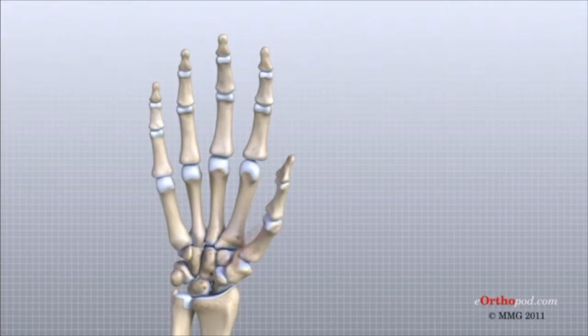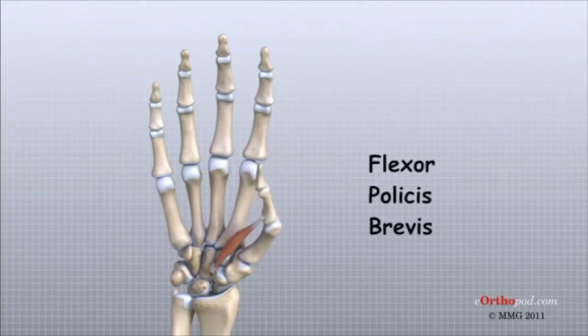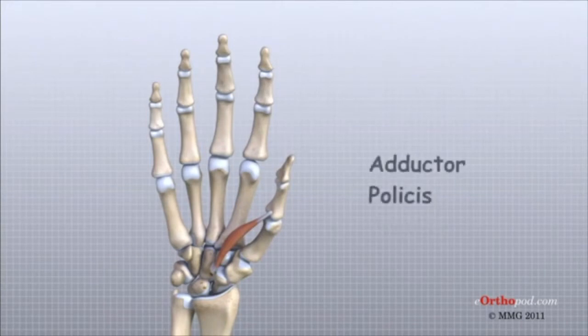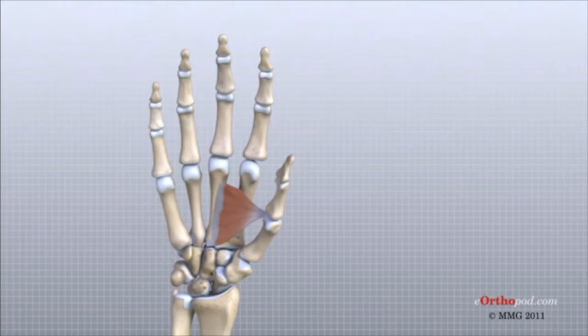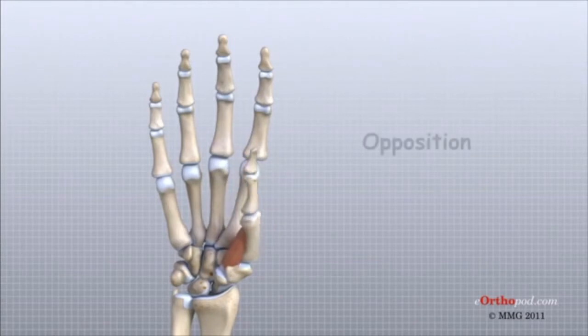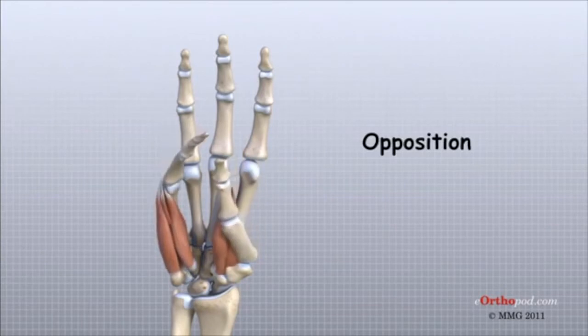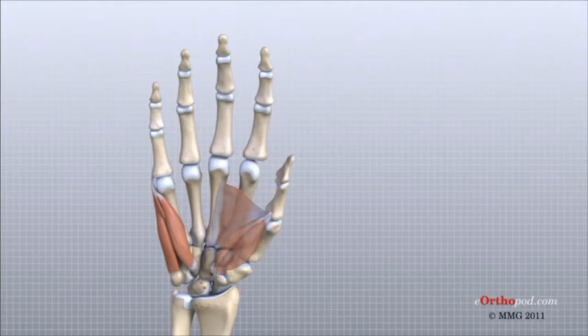The abductor pollicis brevis abducts or moves the thumb away from the midline of the hand. The flexor pollicis brevis flexes or bends the thumb. The adductor pollicis adducts or moves the thumb towards the midline of the hand. The opponens pollicis moves the thumb into opposition. It pulls the thumb out from the palm and turns the pulp of the thumb to face the palm. This is the motion that allows you to place the tip of your thumb against the tip of your little finger. The muscles of the hypothenar eminence are arranged and function roughly the same in the little finger.